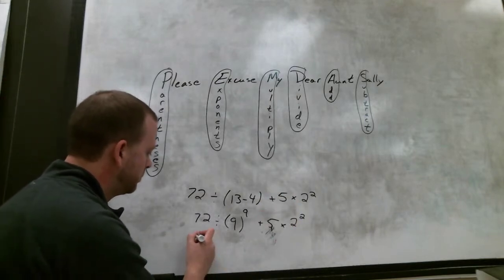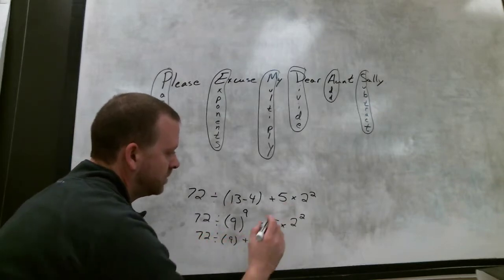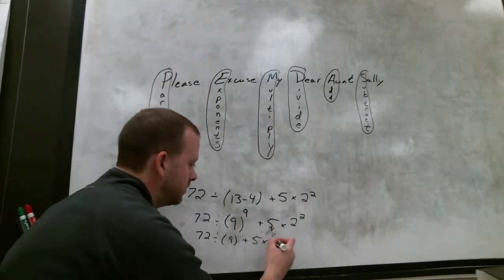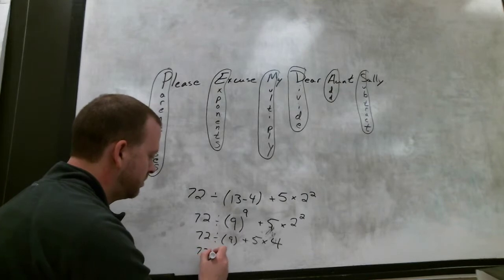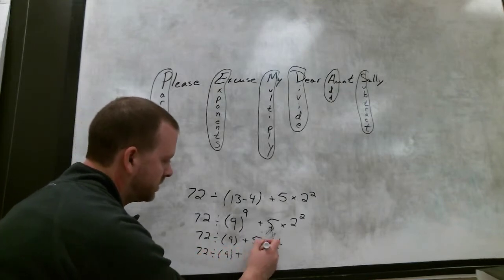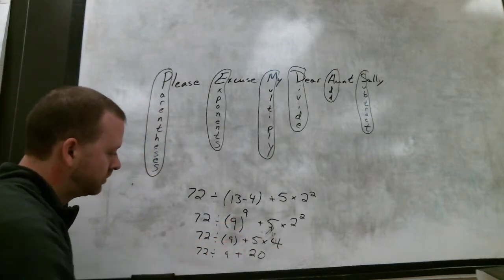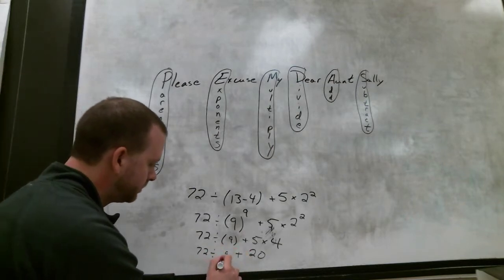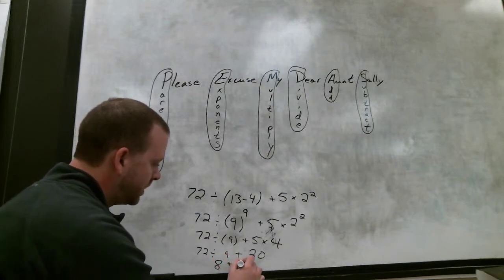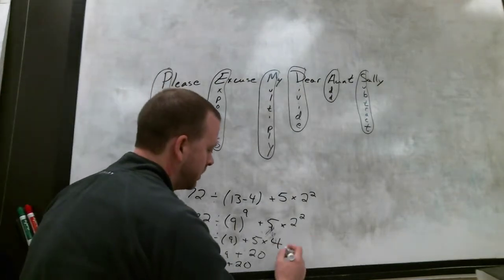Okay? So 72 divided by 9 plus 5 times 2 squared, where 2 squared is going to be 2 times 2, 4. All right. Do I have any multiplication that I need to do? Yep, right here. 72 divided by 9 plus 20. Okay. Any division? Sure enough. 72 divided by 9. That's going to give me 8. 8 plus 20. Okay. And then 8 plus 20 is going to give me 28.